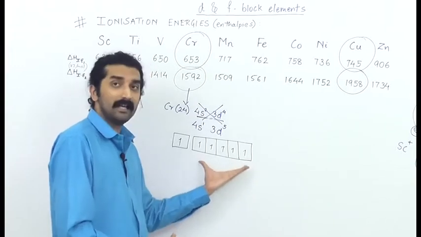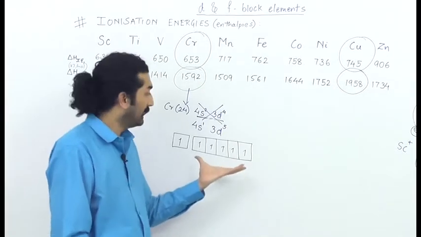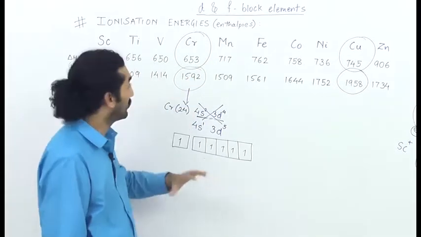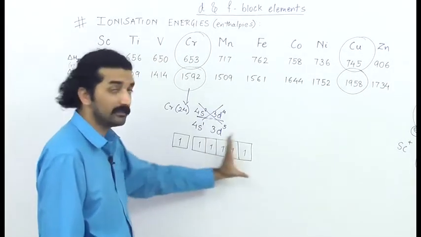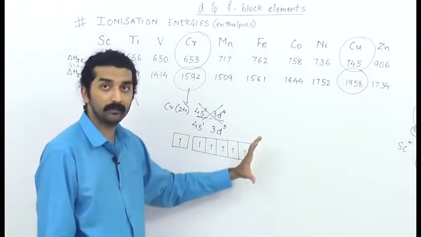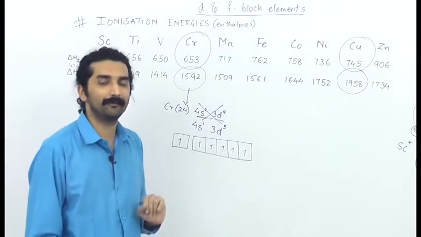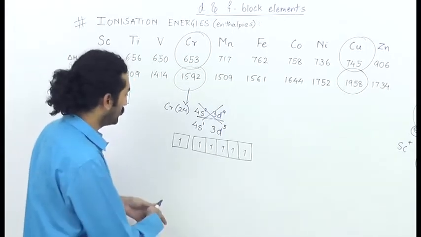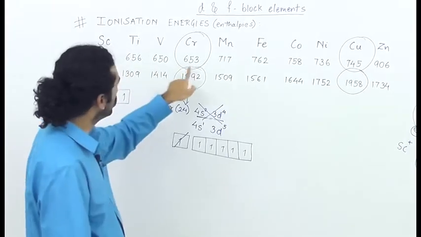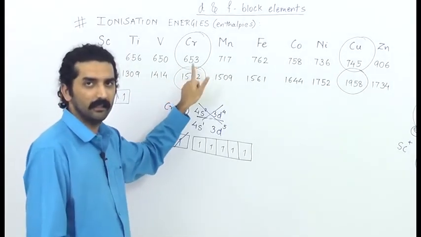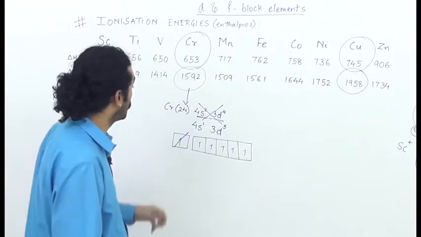Now if this has a half filled 3d orbital, it gains immense stability, and that is what exactly chromium has. Now when we have this particular electronic configuration, removing the first electron is relatively very easy, right? So when I remove this electron, it's very easy, as we saw in this case as well, and that is why this number is not very surprising. It's 653. It goes along the trend, nothing of high importance.